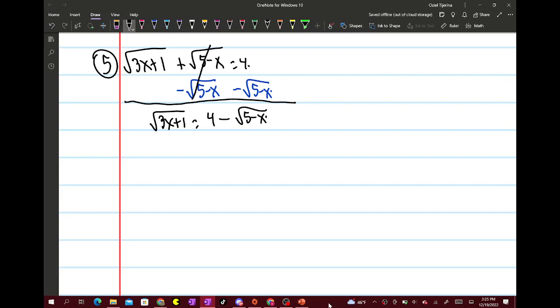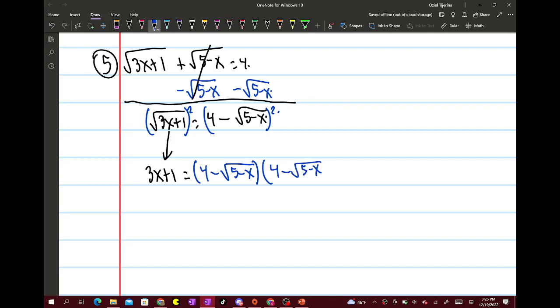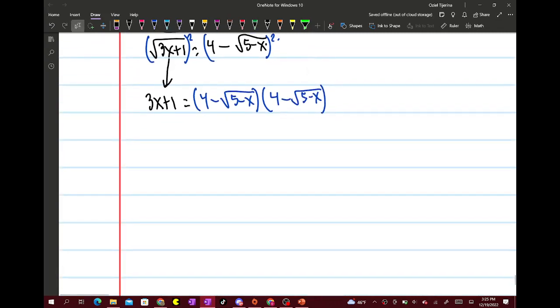Right, so we're going to go ahead and square both sides of the equation, so we would square this side and square this side, right? So this would be 3x plus 1, and this would be equal to 4 minus the square root of 5 minus x times 4 minus the square root of 5 minus x. And you're going to FOIL it out, right?